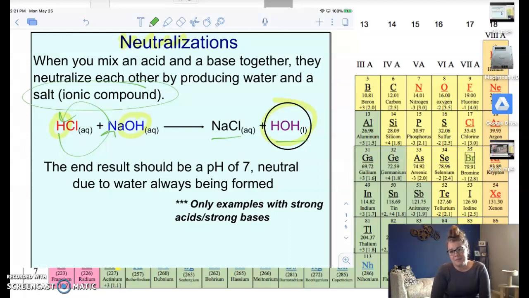We're only going to be doing examples with strong acids and strong bases because we know if they're strong, they completely form into ions in solution. We know how many of those ions we're going to have, whereas if we have something that's weak, it's a little bit more complicated to figure out the concentration of those ions.